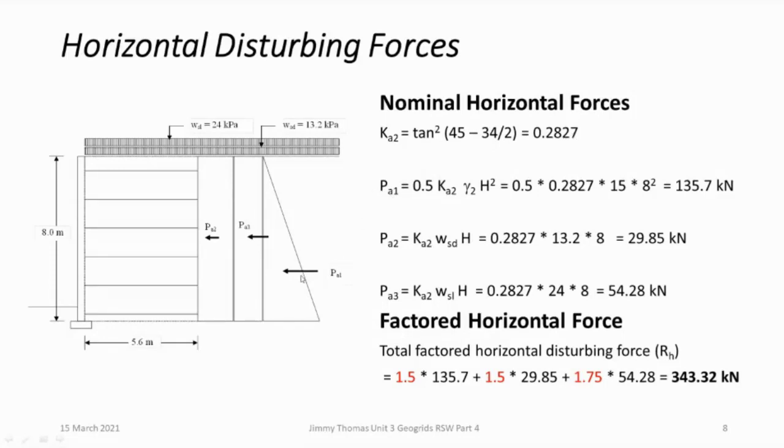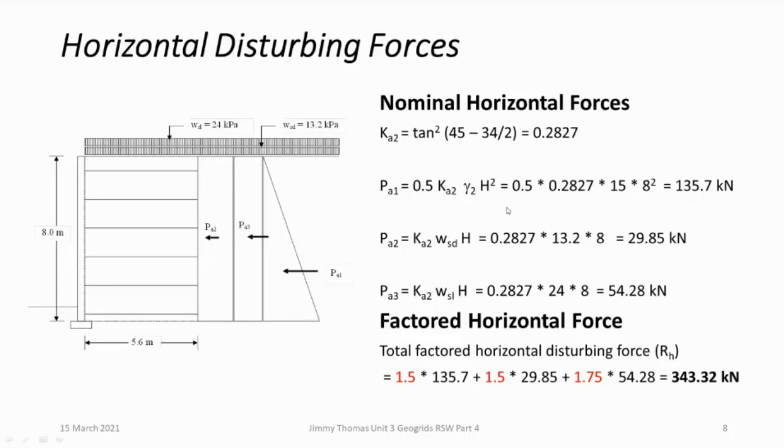Then we calculate PA1. It's basically half into Ka into unit weight into h square, half Ka gamma h square. So calculating this, we get 134.7. PA2 will be Ka into the UDL into H. So again, Ka 0.2827 into load 13.2 into height 9.85. PA3 is due to the live load. So again, Ka into the UDL into height. We get 54.28.